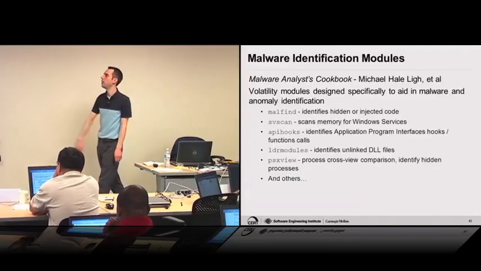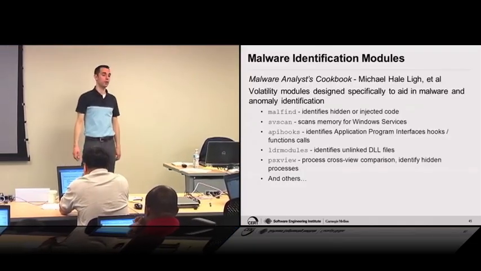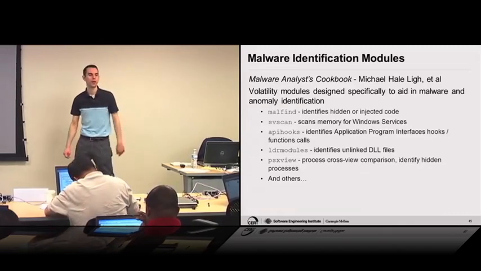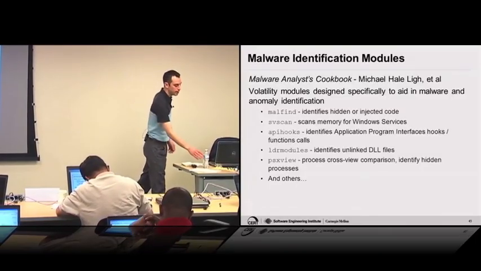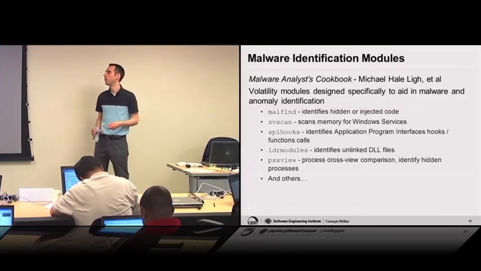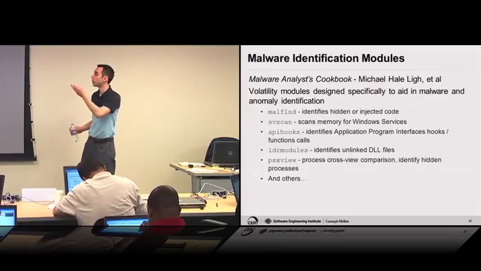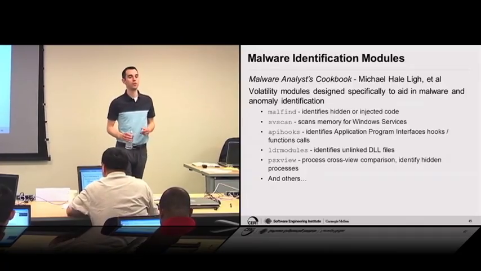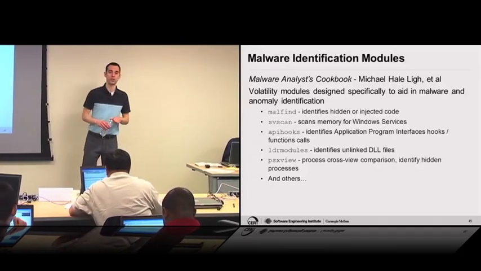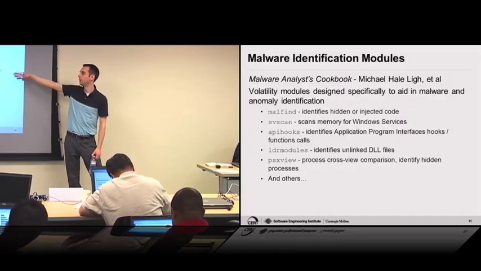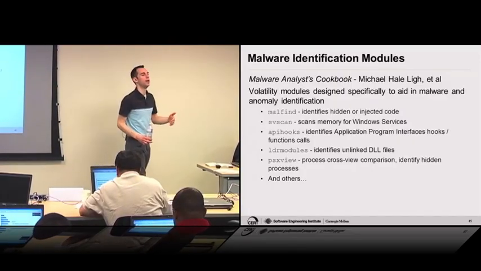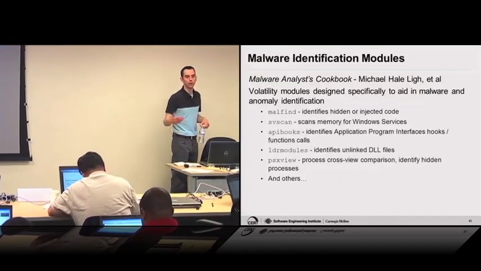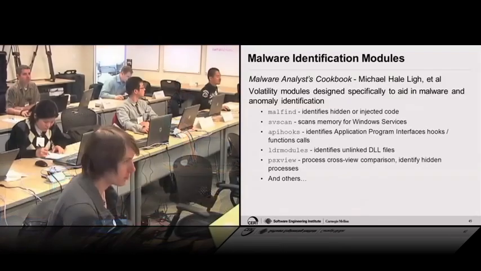I also wanted to point out the malware-specific modules. The Malware Analyst's Cookbook is a really good book if you're interested in malware analysis. There's also another that just came out recently called Practical Malware Analysis, written by a couple of guys at Mandiant, which is also really good and has a lot of walkthroughs. In particular, Michael Hale Ligh wrote a number of plugins that are now distributed with Volatility. They are specifically meant to identify behavior associated with malware, which can be really useful for narrowing your scope to certain areas.